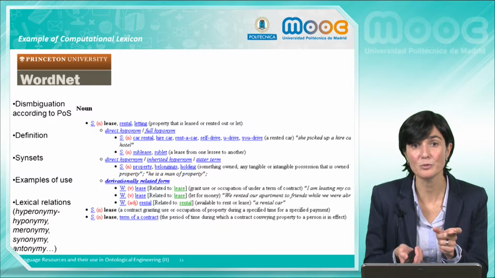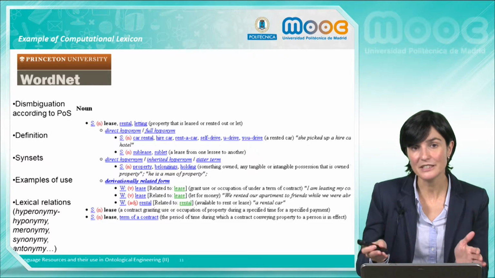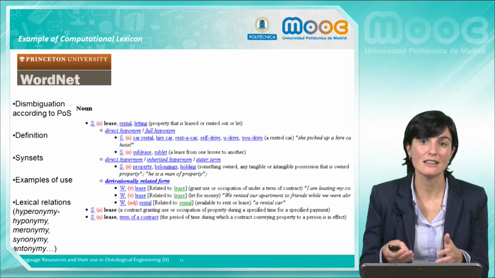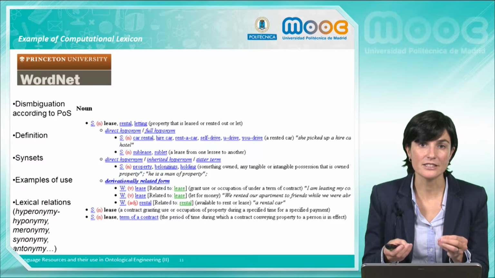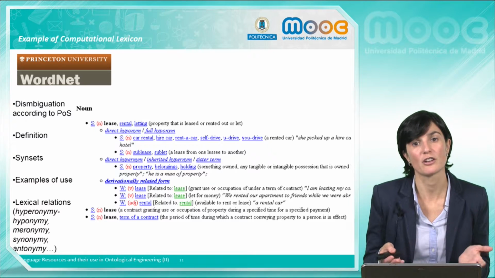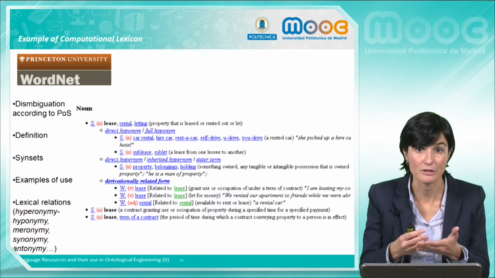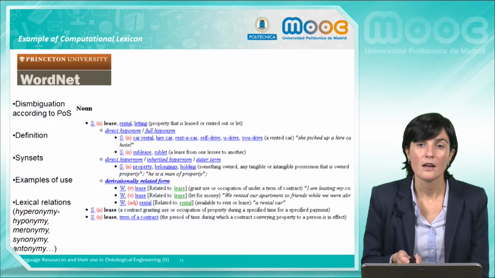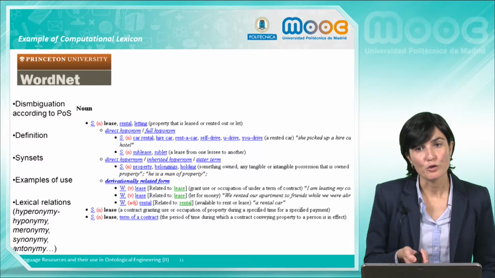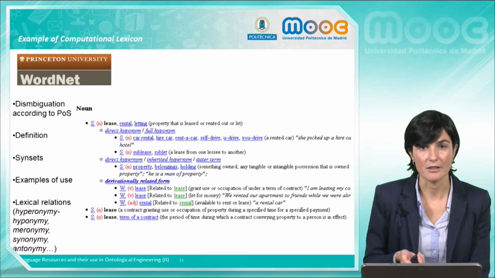So in the example, we see the word lease that is defined by a set of synonymous words, by a set of synonyms, lease, rental, letting. And these synsets are usually accompanied by natural language definitions or clauses. And that's the way WordNet has to define concepts or to define words. And then there are also some examples of the use of these words in sentences, in real sentences.